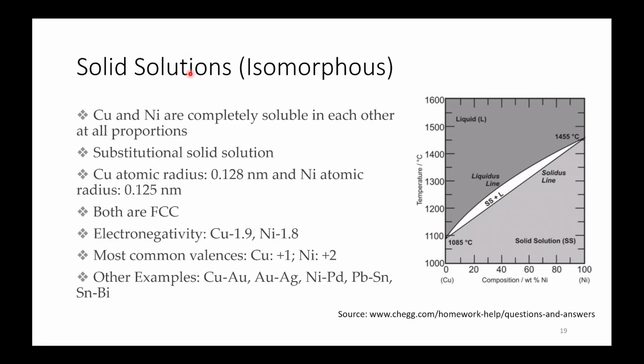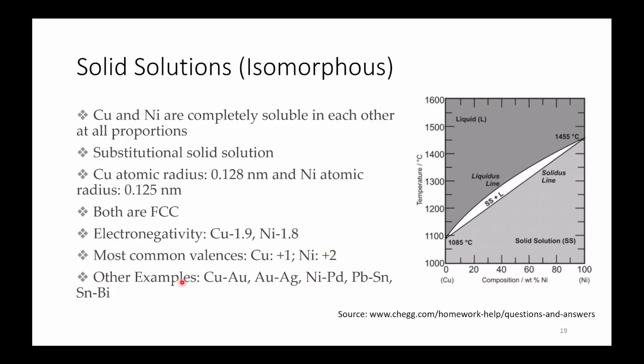Now, in the case of substitutional solid solution, there can be formation of an isomorphous system. In this case, copper and nickel are completely soluble in each other at all proportions, and a substitutional solid solution forms. The atomic radii of copper and nickel are very close and both have an FCC type of structure, and the electronegativity is also very close.